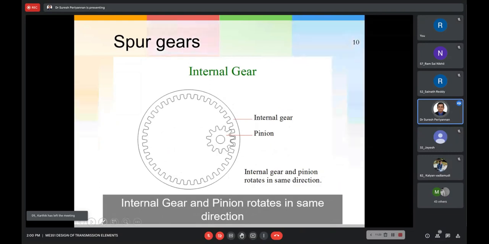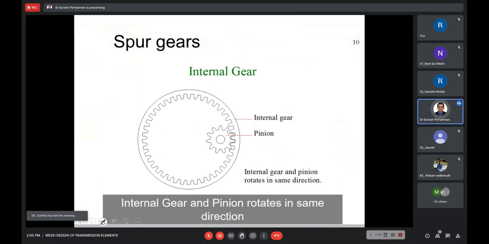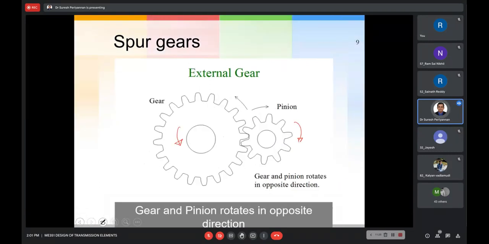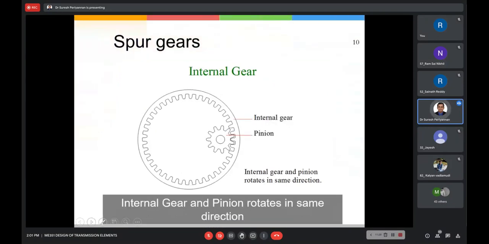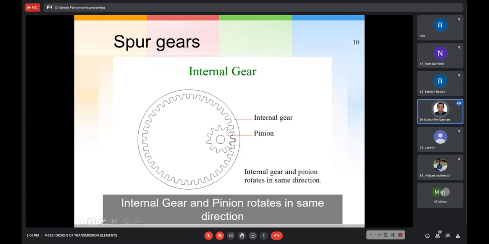Now this is spur gear, internal spur gear. Whatever I've shown you earlier, that is external spur gear. This is internal spur gear. But it will rotate in the same direction. You may expect this type of objective questions. Internal spur gear and external spur gear, when we are using internal gears, the rotation will be the same. Then internal pinion and gear, both are in the same direction of rotation.